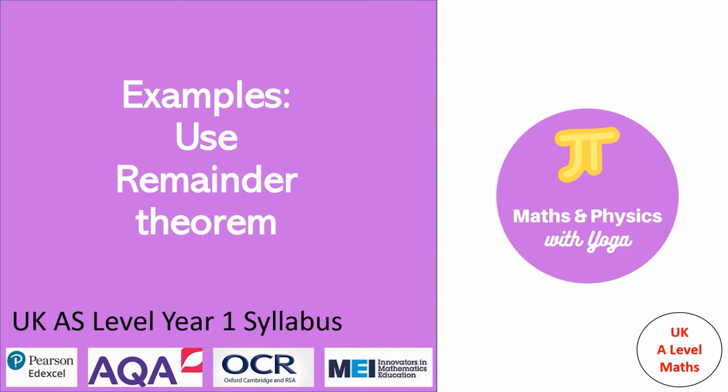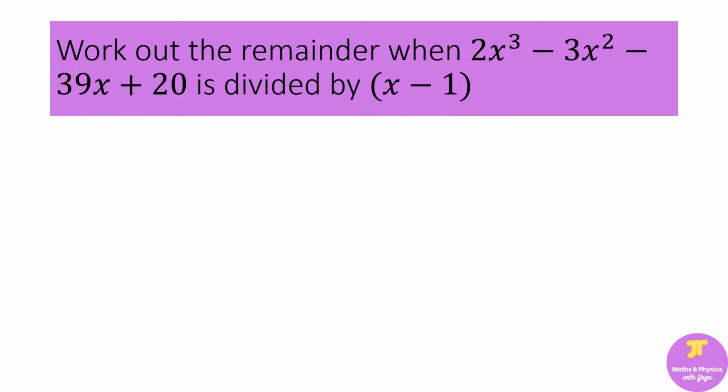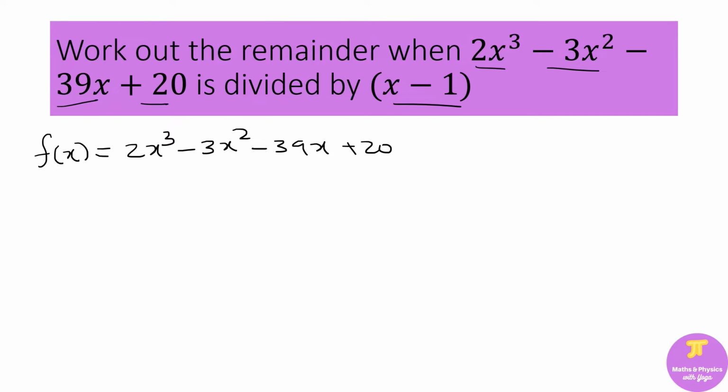In this video, we will learn about how to use the remainder theorem. The question is, work out the remainder when 2x cubed minus 3x squared minus 39x plus 20 is divided by x minus 1. This function is a cubic function, so let me write this function. f(x) is 2x cubed minus 3x squared minus 39x plus 20. In order to understand this question, let me ask you another question.